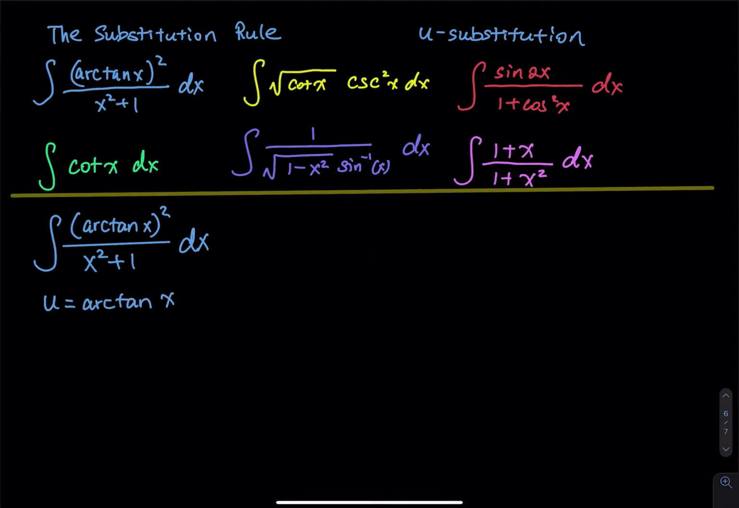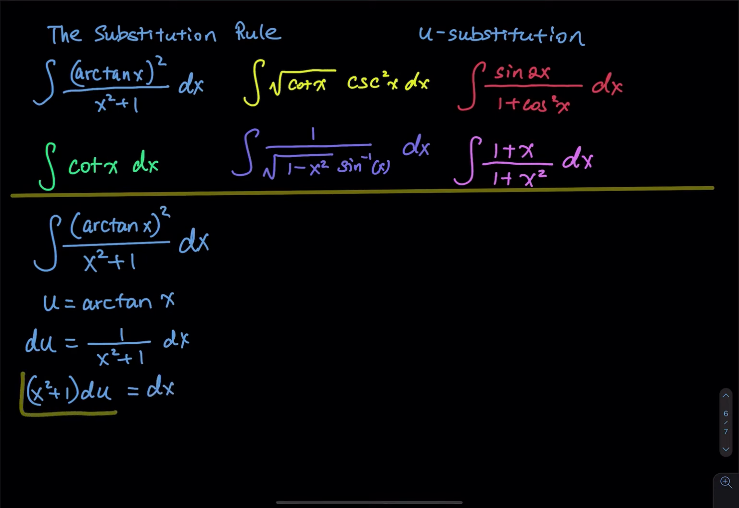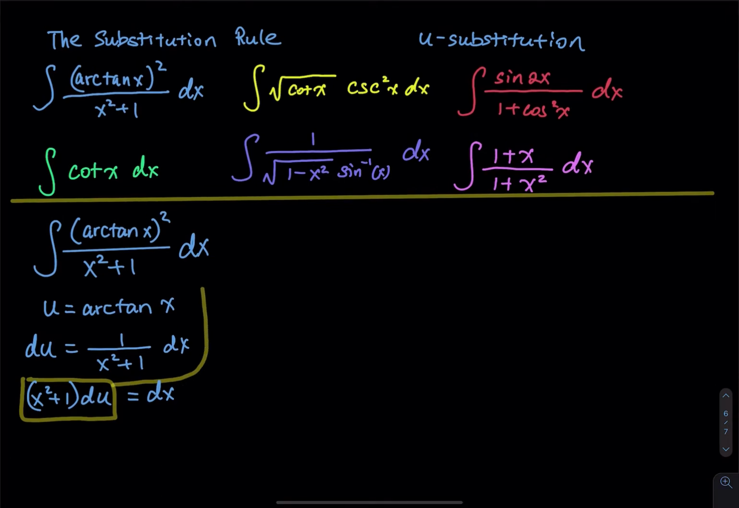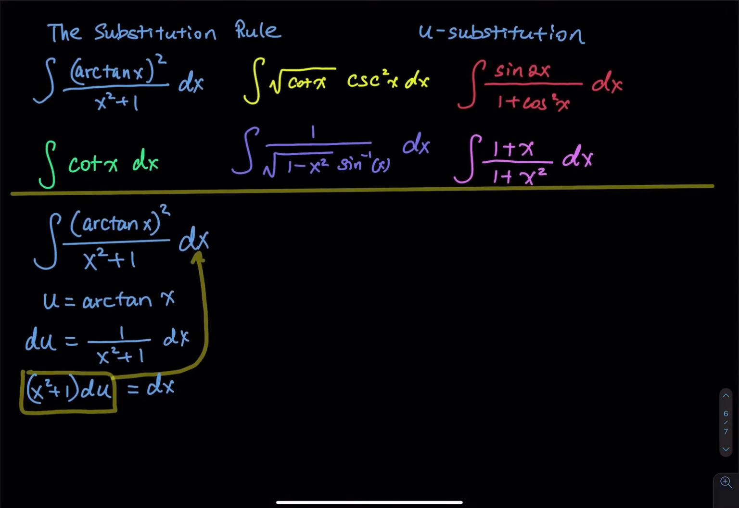Arctangent x, which means inverse tangent, and then you take the derivative. So du, the derivative of tangent is 1 divided by x squared plus 1, and then dx. Then we isolate the dx on one side, so we multiply x squared plus 1 on both sides, and then du times x squared plus 1 equals dx, and then we replace the dx with the du, right? And then what do we have?